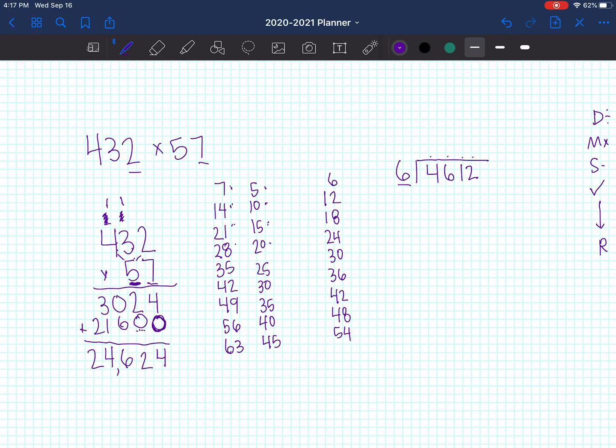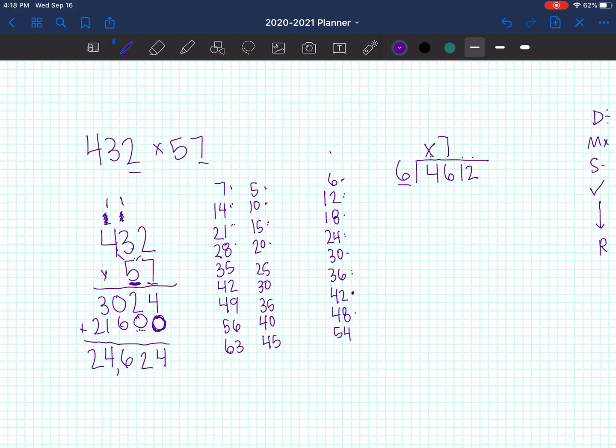So I'm going to start, and 6 cannot go into 4. So the answer here is I'm going to put an X to hold that place and say nothing can go there. So now I'm looking for 46. So 6, 12, 18, 24, 30, 36, 42, 48 is too big. So I'm looking for 42. That was 1, 2, 3, 4, 5, 6, 7 times. And the 7 goes on top.